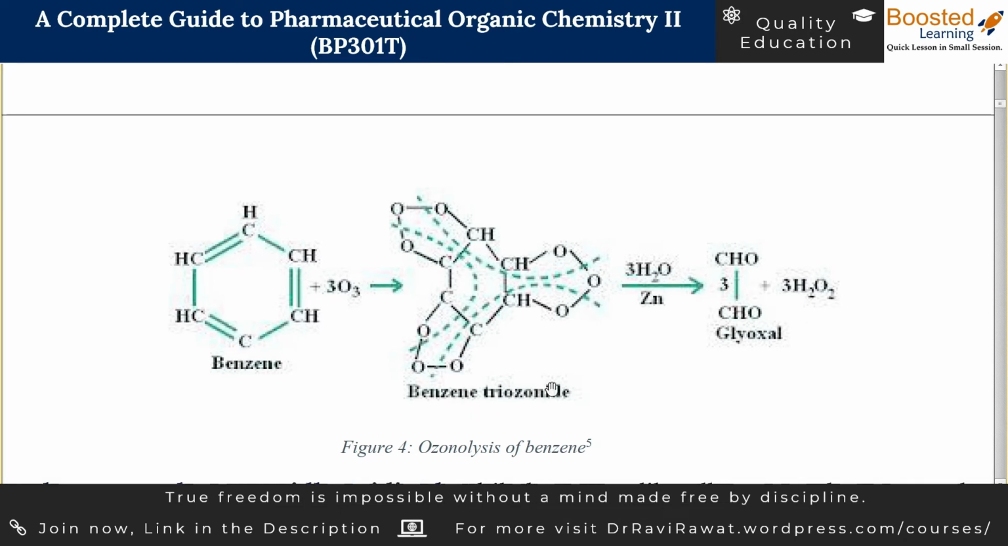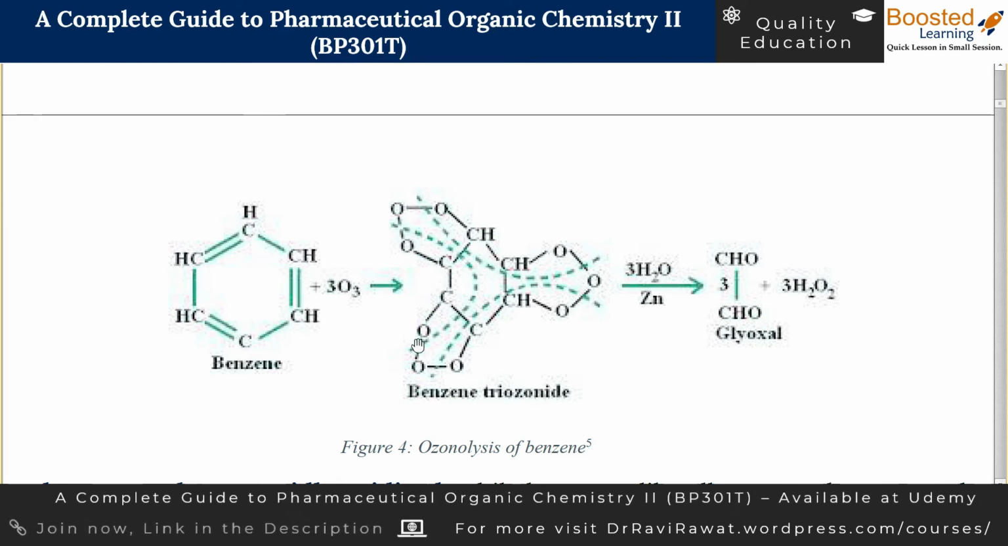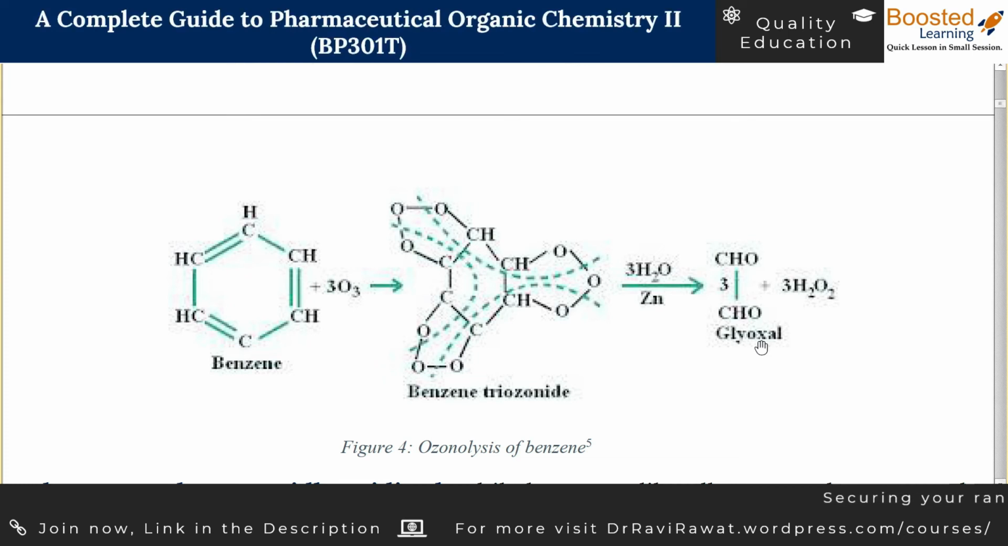Now this complex is very unstable and can break in the presence of a metal and water. So in the presence of zinc and water, this triozonide complex breaks. The green lines which are passing through it are the cleavage lines. The cleavage is happening across the line, so it forms glyoxal.